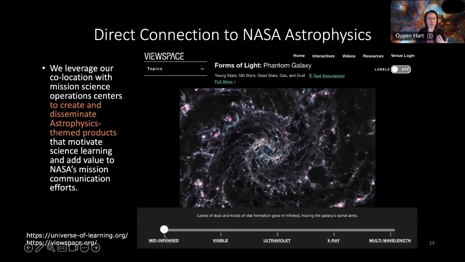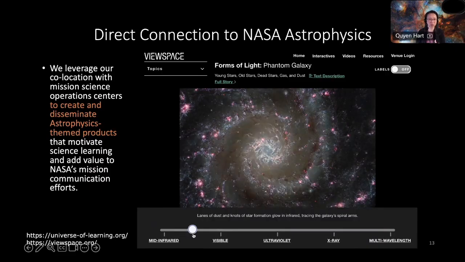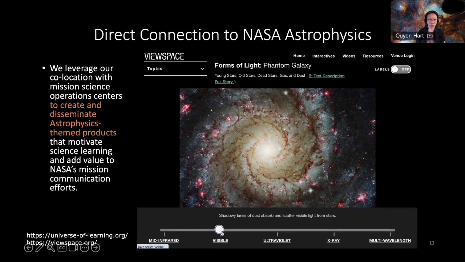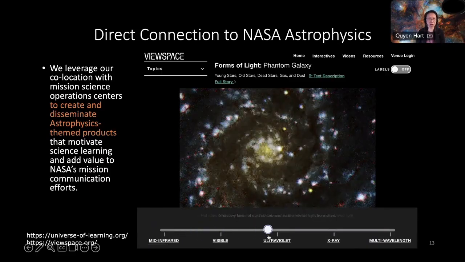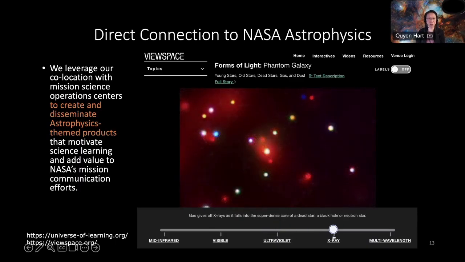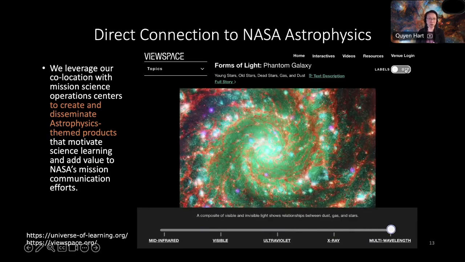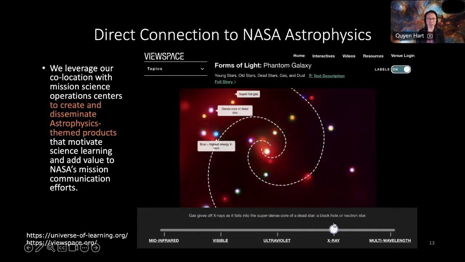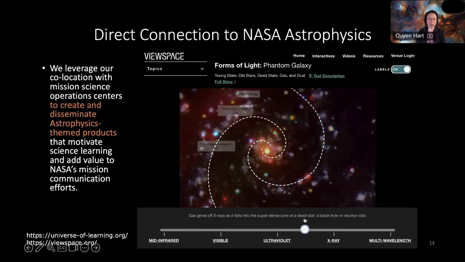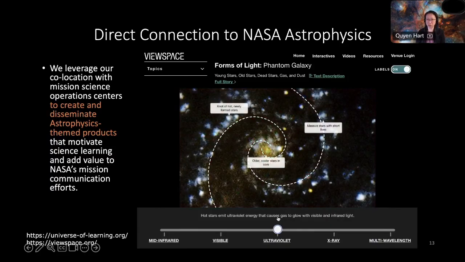Now, this is leveraging the co-location of all those science operation centers to create and disseminate all these astro-themed products. And so this one here is a viewspace.org resource, and we have an interactive slider here that shows the view of this particular galaxy in all different kinds of wavelengths, and you can see the JWST data is incorporated into that. So I'll come back to this resource later.